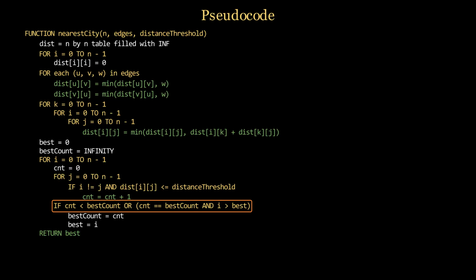If this count is strictly smaller than the best so far, or ties with a larger city index, update the champion. Write the new best neighbor count into best count. Write the new best city index into best. Return best as the problem answer.